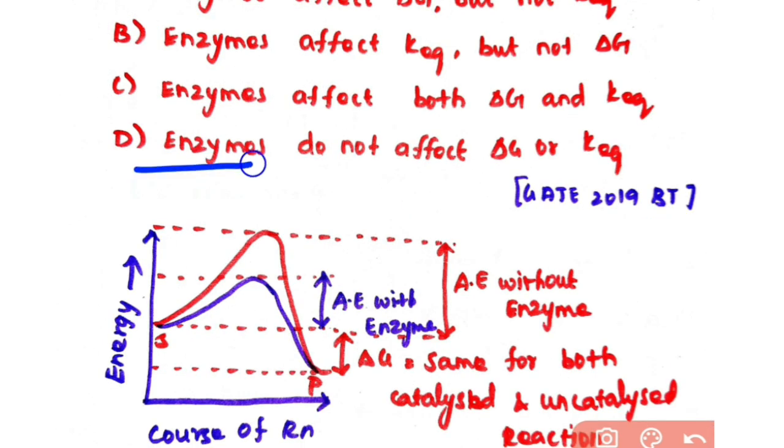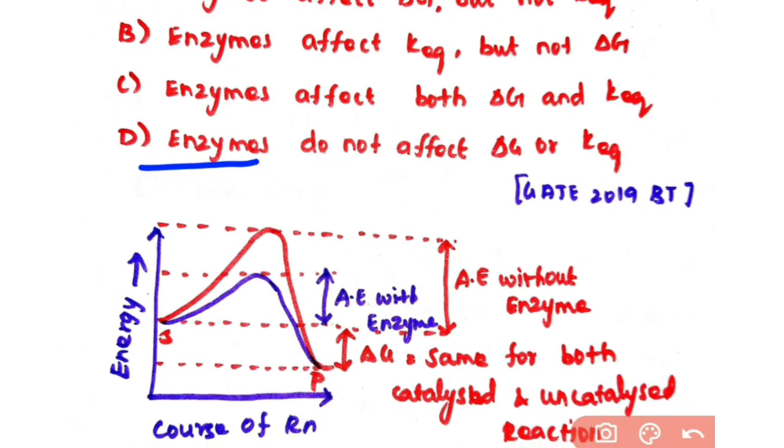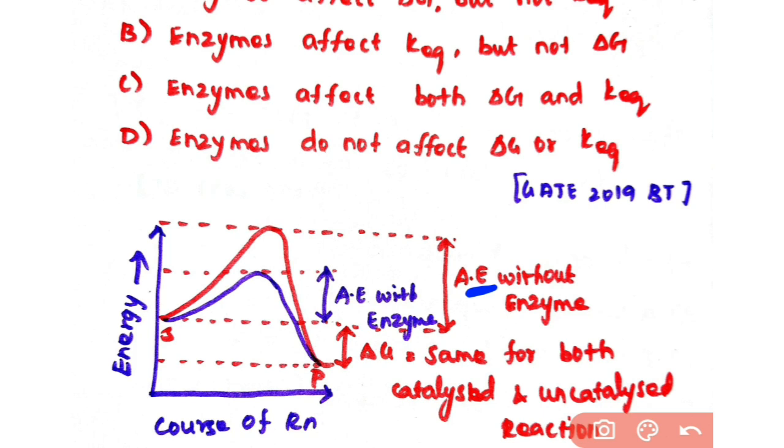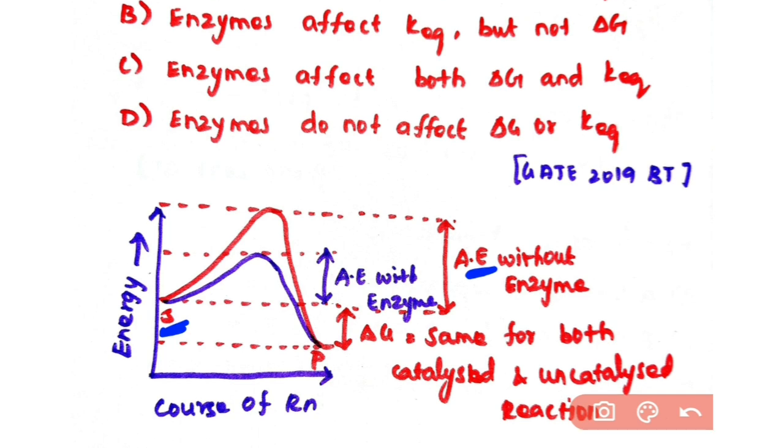First, let's see what enzymes are. Enzymes are biological catalysts. They increase the rate of biochemical reactions by decreasing the activation energy. So what is activation energy? Activation energy is the minimum energy that must be possessed by the reacting molecule, that is your substrate, before the reaction will occur for getting them into product.